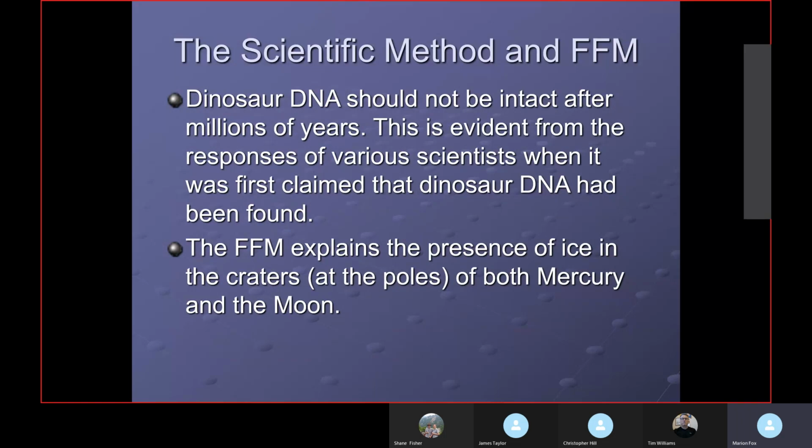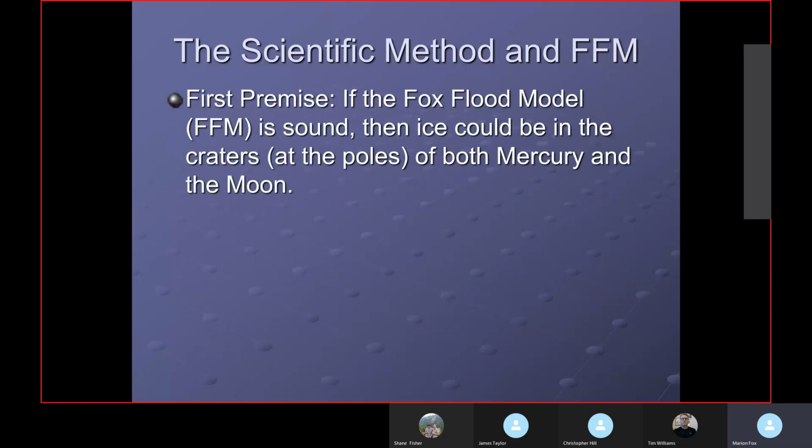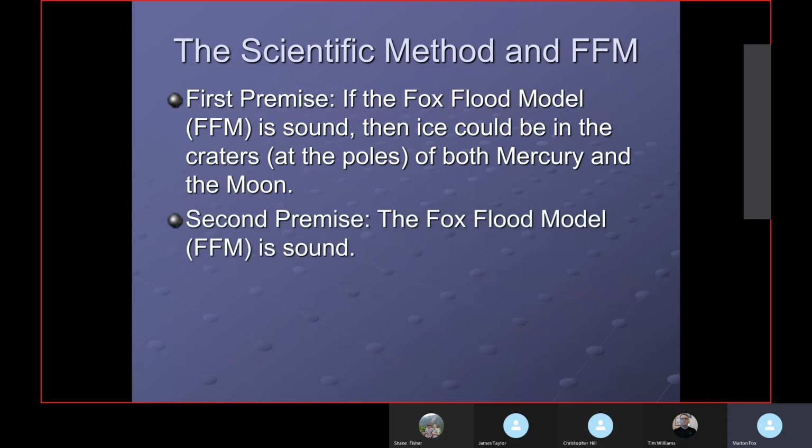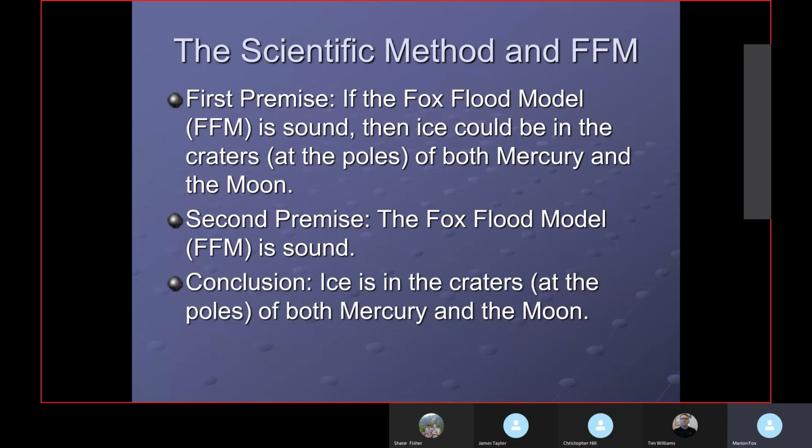The Fox flood model explains the presence of ice in the craters at the poles of both Mercury and the Moon. Particularly with Mercury, it becomes a problem for the atheistic model. If the Fox flood model is sound, then ice could be in the craters at the poles of both Mercury and the Moon, because that ice was deposited there during the time of the flood, the 150 days that it was interacting with the Earth. My model, I believe, is sound. And so ice in the craters at the north and south poles of both Mercury and the Moon was there at that time.